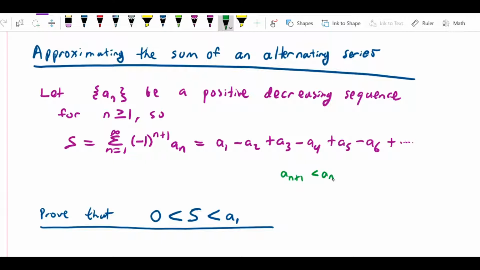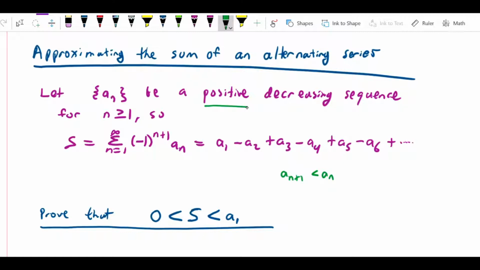So every time I get to the next term in the sequence, it's less than the previous term, but we're still requiring the terms to be positive, so they may decrease asymptotically to 0, let's say, or to some other number, but they are decreasing. So let's use that fact to prove that the sum S, which I've defined here as the infinite sum a1 minus a2 plus a3 minus a4 plus a5 minus a6, etc. Let's prove that that sum is between 0 and the first term a1.